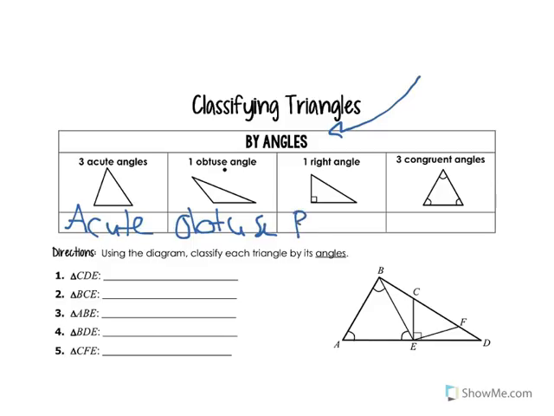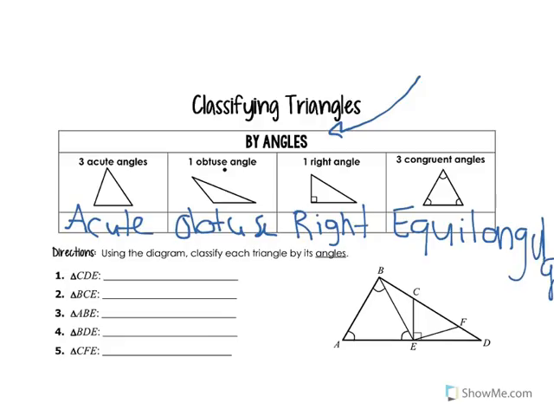If there's 1 right angle, it's a right triangle. And if it's 3 congruent angles, we call that equiangular. Equiangular for 3 congruent angles. So we're going to look at the picture underneath and classify each of the triangles by the angles that it has. So the first triangle we're looking at is triangle CDE.